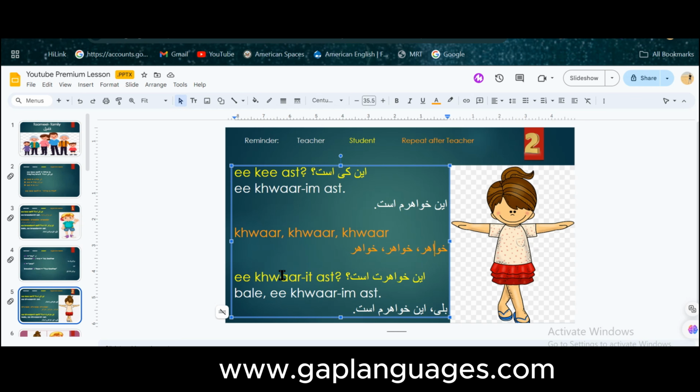And so the next one, "I خوارت است," is this your sister? Again, here it's an informal setting, it. If it is like ton, "I خواهرتان است," is this your sister? So then I say "bale, I خوارم است." Yes, this is my sister. All right, let's go to the next slide.